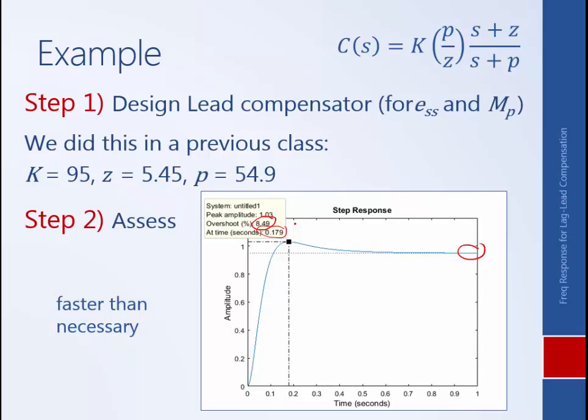So we could be happy with this speed of response, but the drawback is it's likely requiring us to use a larger actuator and more energy or power than we might otherwise need to. So what we're going to do is throw out this lead compensator and try to design a lag-lead compensator in order to slow the system response down a little bit while still meeting the requirement and also bringing the overshoot down.